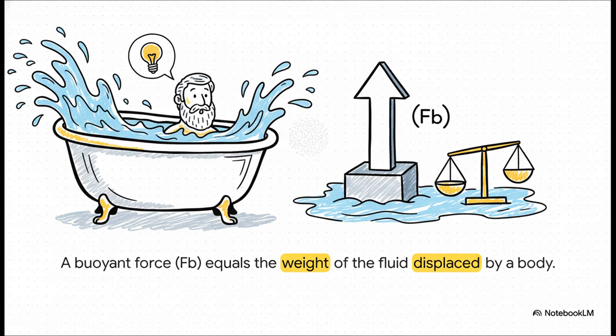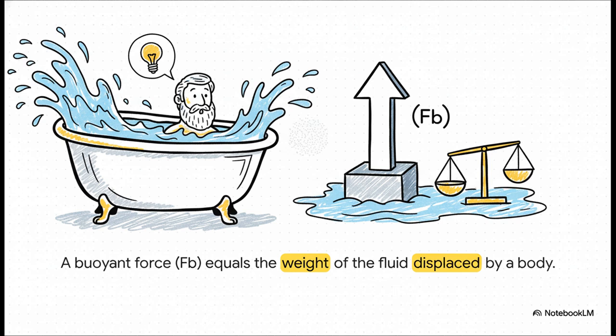So the story goes that Archimedes had his famous eureka moment when he got into his bathtub. What he realized is what we now call Archimedes' principle. When you put an object in a fluid, the fluid pushes up on it. We call this the buoyant force. And get this, the strength of that upward push is exactly equal to the weight of the fluid the object pushed out of the way.